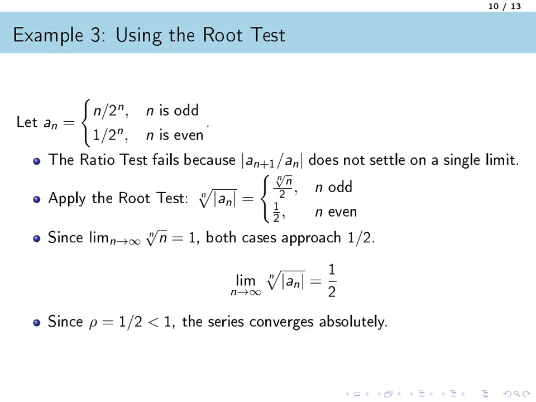Now, we need to find the limit as n approaches infinity. A key limit to remember is that the nth root of n approaches 1. Therefore, for both the odd and even cases, our expression approaches the same value, 1/2. The limit rho is 1/2. Because 1/2 is less than 1, we can conclude from the root test that the series converges absolutely.